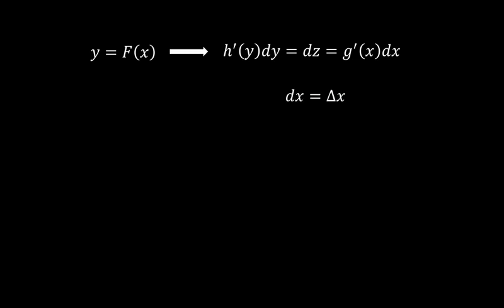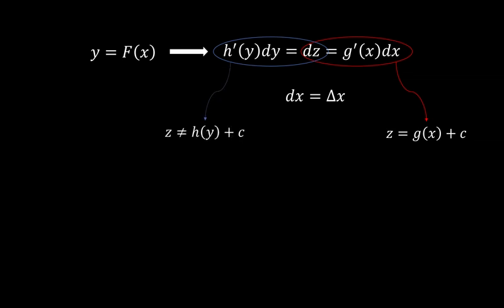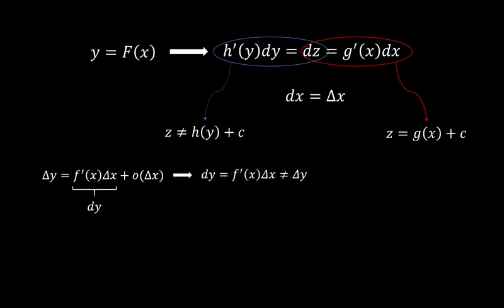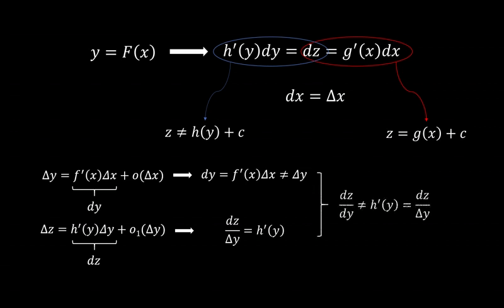If we admit dx equals delta x, then the integral of dz equals g prime(x) dx can result in g(x) plus c, but the integral of h prime(y) dy cannot result in h(y), because according to the definition of the differential, dy is the linear main body, which is f prime(x) delta x equals f prime(x) dx. Whereas we know dy equals f prime(x) delta x, but doesn't equal delta y, thus we get dz over delta y equals h prime(y), which doesn't equal dz over dy. Therefore, the integral of h prime(y) dy cannot result in h(y).